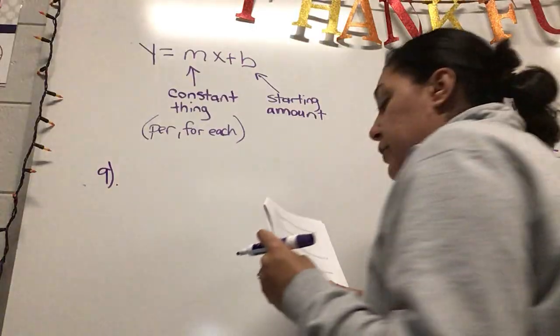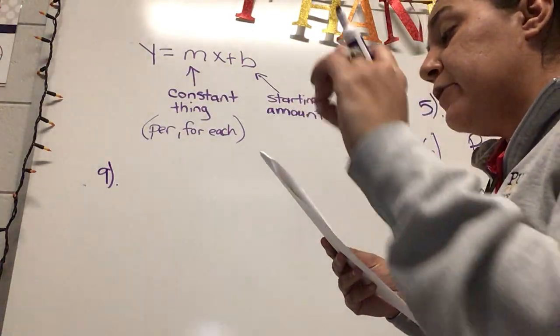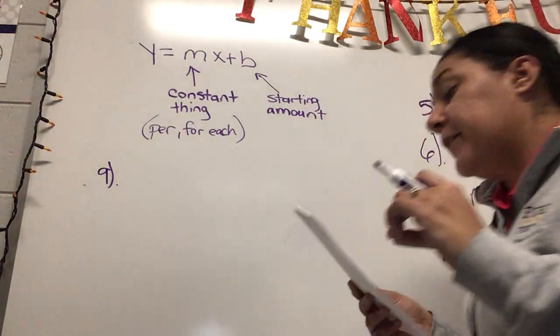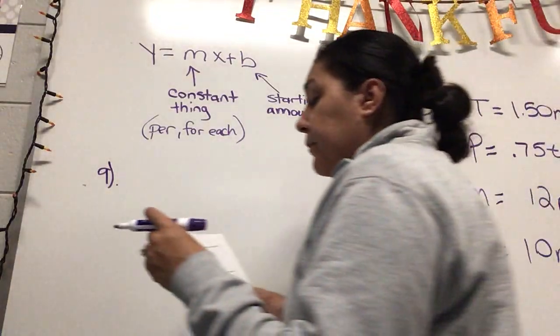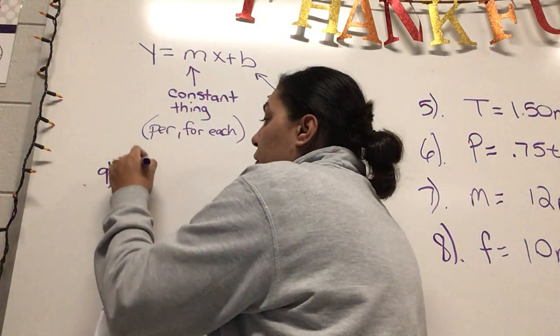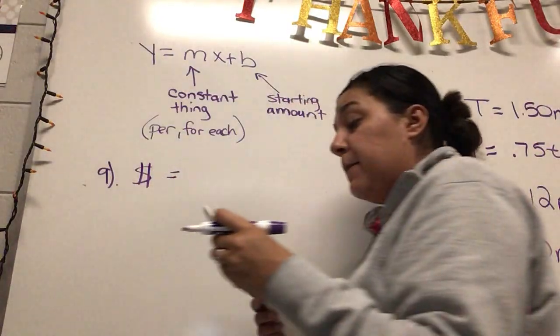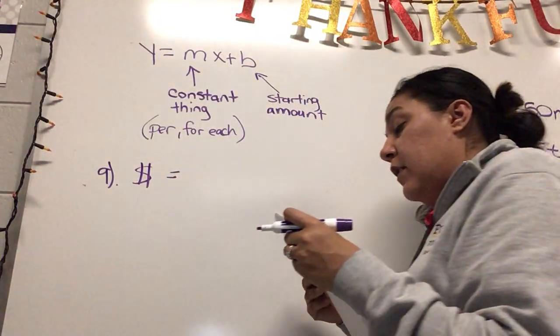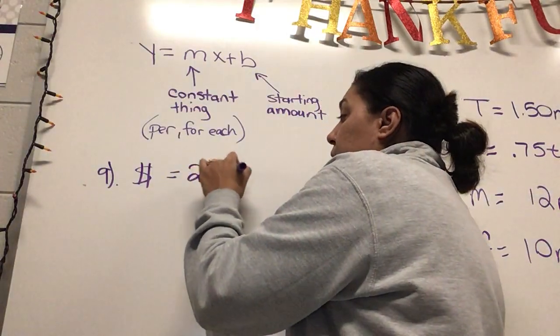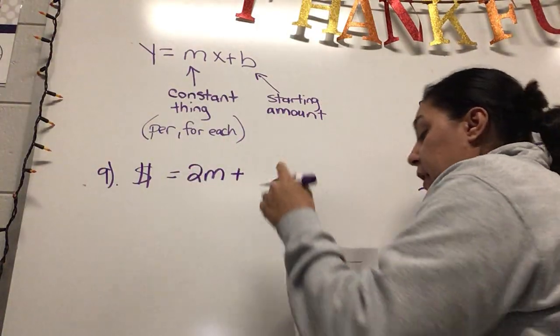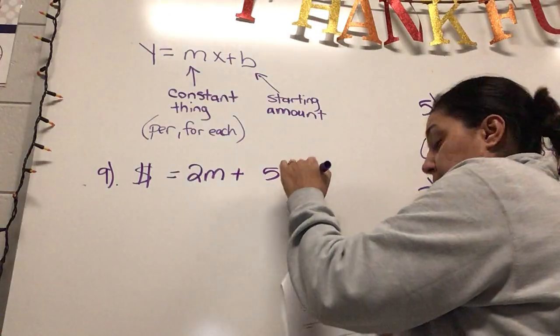Okay, 9. An online music club charges $5.75 for the first music download and $2 for each additional download per month. So we got our total cost, and you can put a dollar sign there. It's $2 per month, and then you got plus that $5.75.